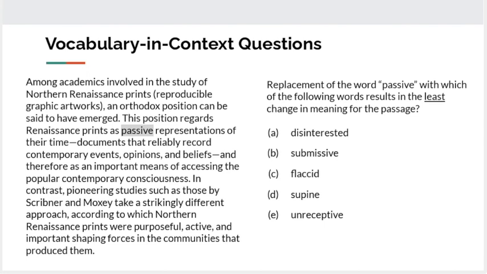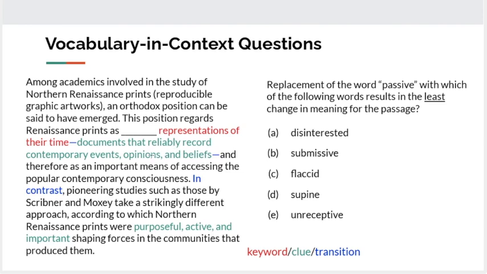So this one's a little different in its format than the previous one, but it's still a vocabulary and context question. It says replacement of the word passive with which of the following results in the least change in meaning. So in other words, which of these words is closest in meaning to passive in the context of this passage. So our keyword or phrase, representations of their time, that's our key phrase because the word in the blank is going to be describing the nature of those representations.